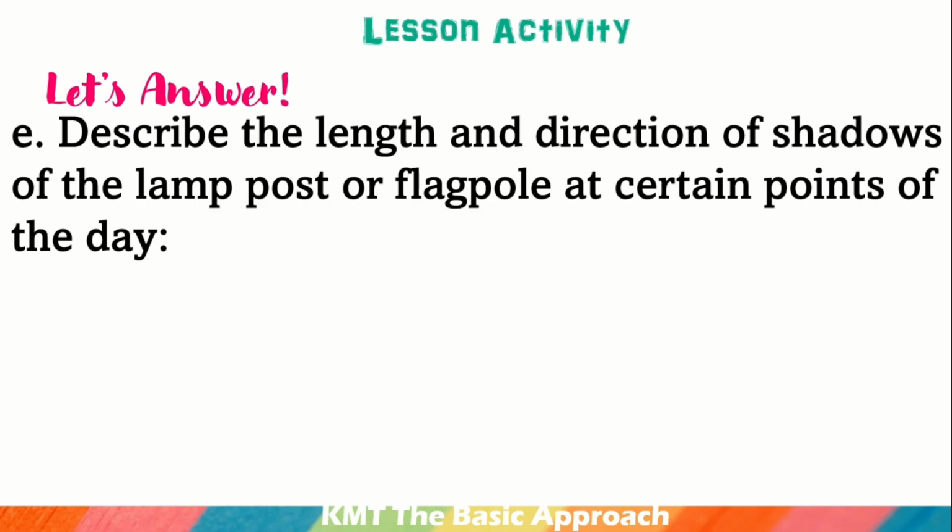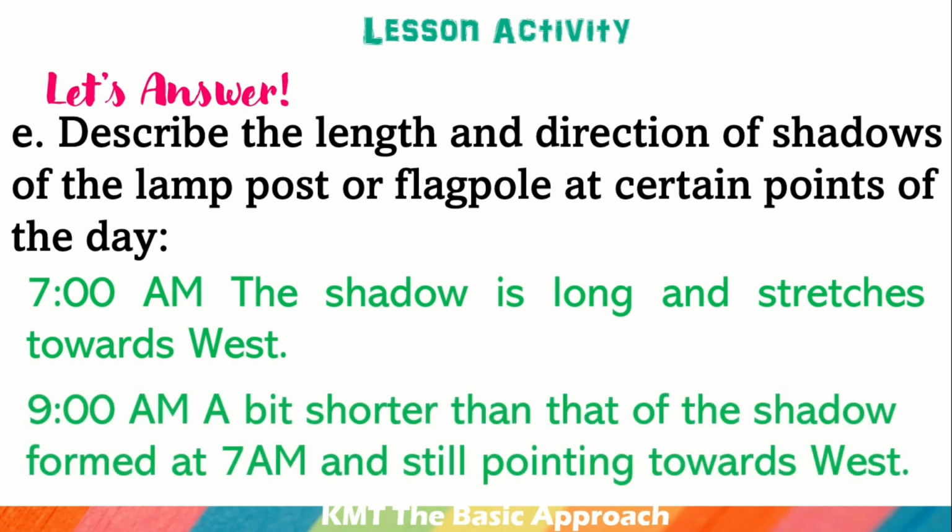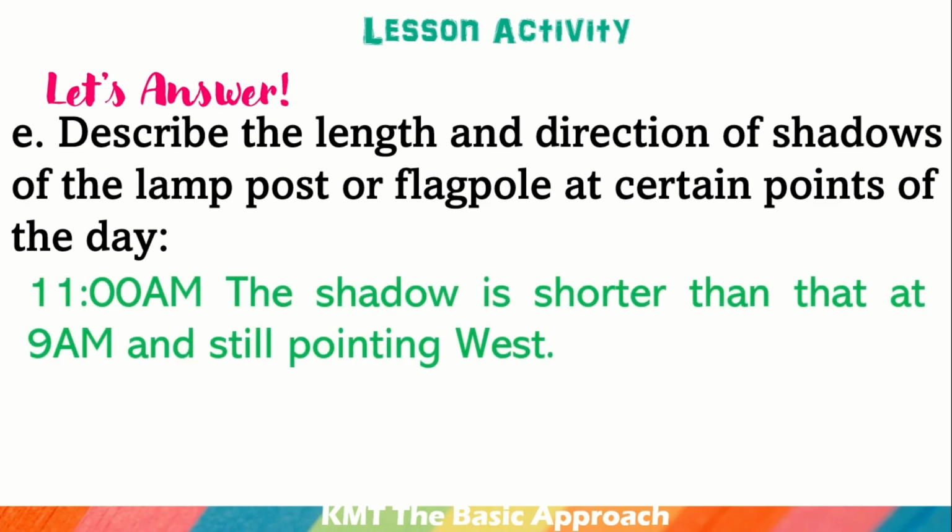Letter E. Describe the length and direction of shadows of the lamppost or flagpole at certain points of the day. Excellent! At 7 a.m., the shadow is long and stretches towards west. At 9 a.m., a bit shorter than that of the shadow formed at 7 a.m. and still pointing towards west. At 11 a.m., the shadow is shorter than that at 9 a.m. and still pointing west.